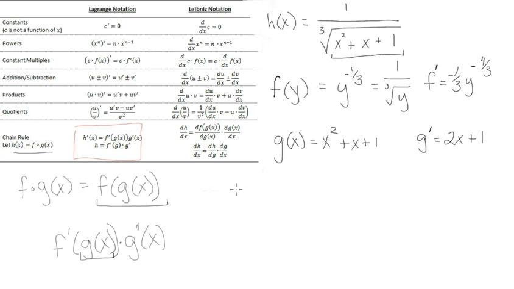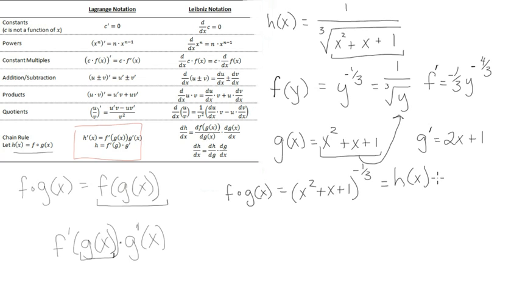I'm going to double check that my composite function is set up correctly. So if I take f composite g of x, I'm going to substitute x squared plus x plus 1 for the y in the function. So there I would have x squared plus x plus 1 raised to the negative 1/3 power, and I double check that that is in fact equal to the function that I'm trying to figure out. It is. It's equal to h of x. So now I'm going to apply the chain rule.